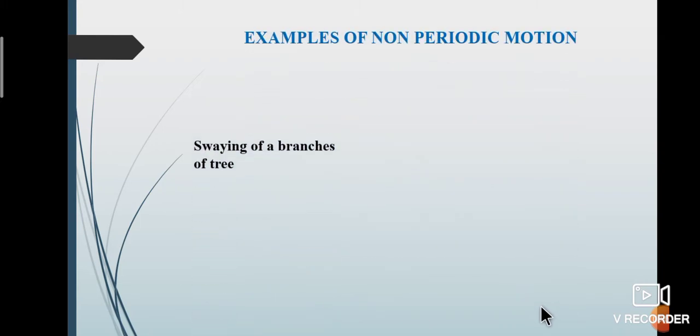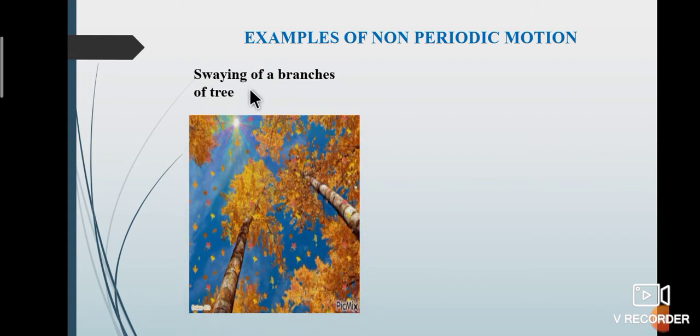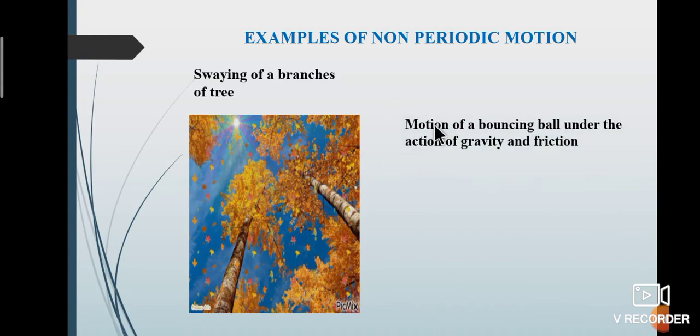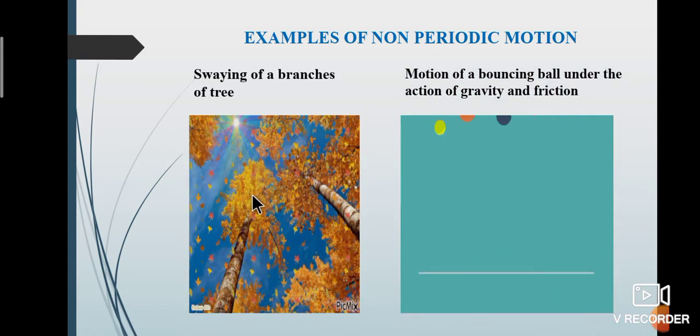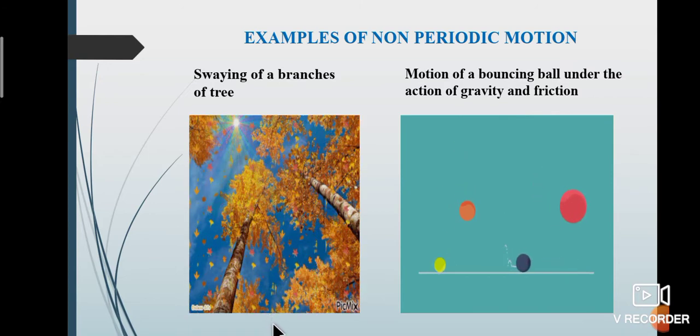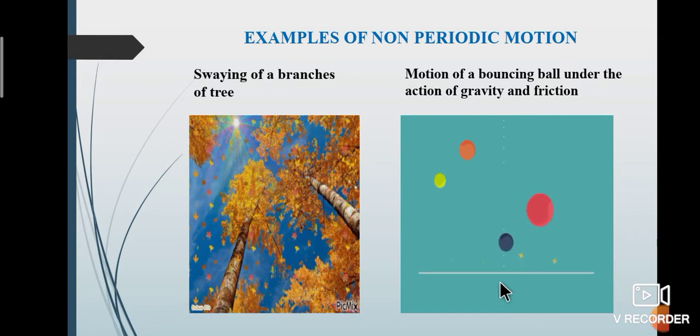First one is swaying of the branches of a tree. Second one, motion of a bouncing ball under the action of gravity and friction. So, here the tree or ball does not repeat its motion in a fixed time interval. This type of motion is called non-periodic motion.